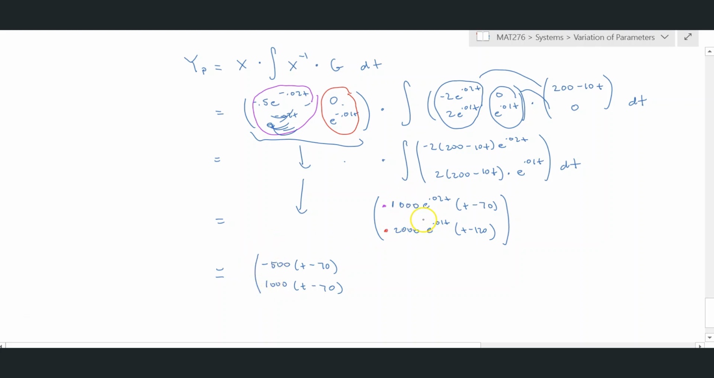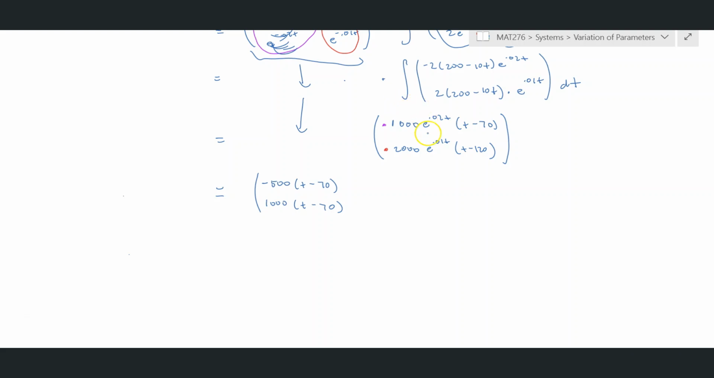So now I need to add this second, the 2000 e to the 0.01t times this guy here. The e to the 0.01t and the negative 0.01t will cancel, and we'll just be left with the 2000 times the t minus 120. This actually should be a negative. I've lost the negative sign somehow. So this should be negative 2000. And so that means we'll have minus 2000 times t minus 120.